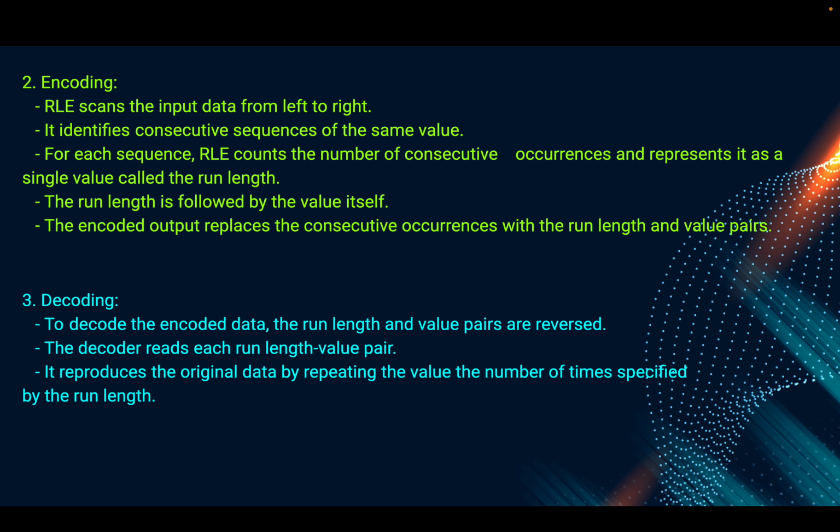Third is decoding. To decode the encoded data, the run length and value pairs are reversed. The decoder reads each run length value pair. It reproduces the original data by repeating the value the number of times specified by the run length.